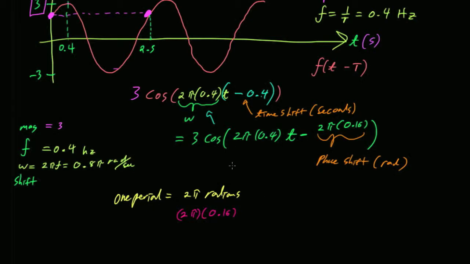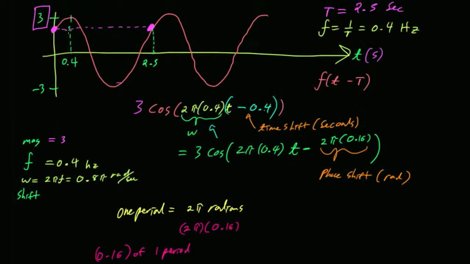About 16%, right? So it's 0.16 of 1 period. Right? So just 16% of a period shift to the right. That's what the phase shift tells you. So you can either calculate your shift in terms of time or you can calculate your shift in terms of phase. If you shift it in terms of phase, this number divided by 2 pi tells you the fraction of a period it's being shifted.